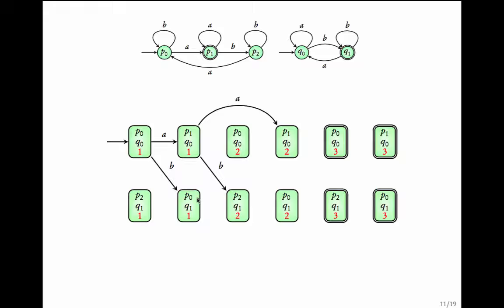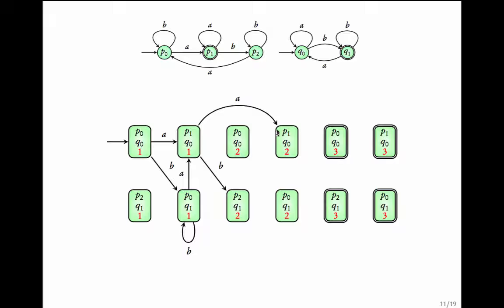Let us have a look at this state. P0 Q1, P0 on an A goes to P1, Q1 on an A goes to Q0. Is P0 an accepting state? No. So 1 should not be changed. This is what happens. This is similar to the previous case where P0 Q1 on an A goes to P1 Q0 and P0 Q1 on a B stays here. Since P0 is not an accepting state, you do not change the 1.